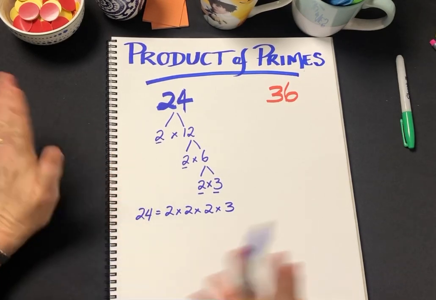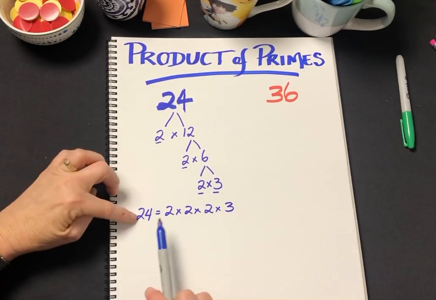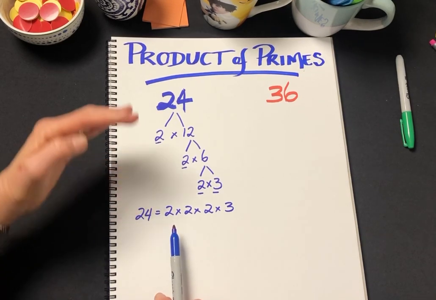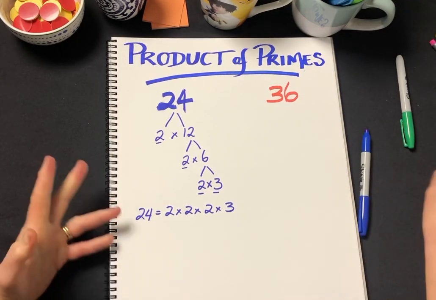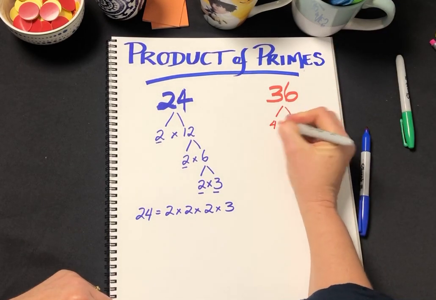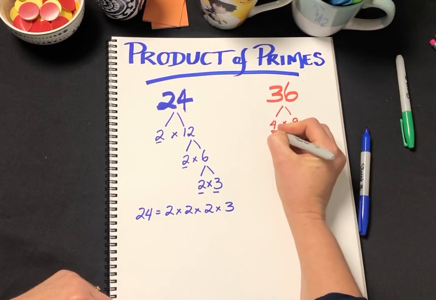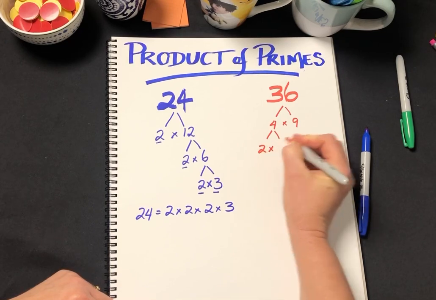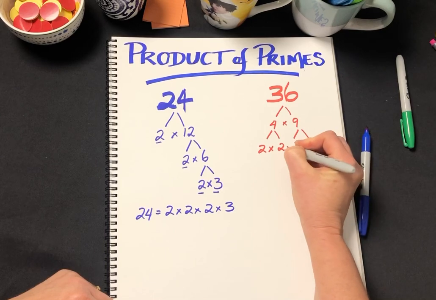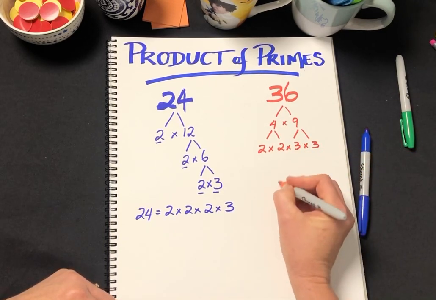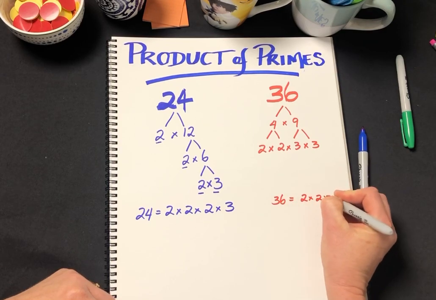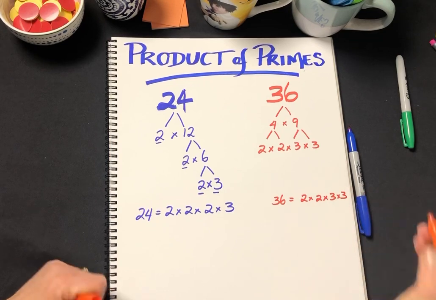And that happens for every number. We can represent every number as a product of primes. They are the multiplicative building blocks of our number system. For 36, they could have worked quicker by thinking of 4 times 9 rather than their halving, and 3 times 3. So 36 can be written as a product of primes, 2 times 2 times 3 times 3.